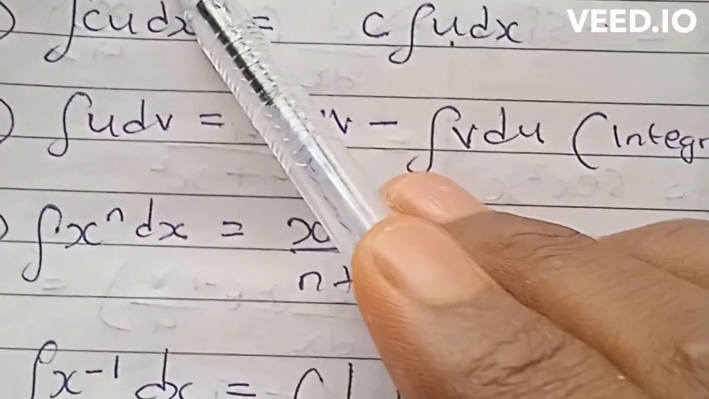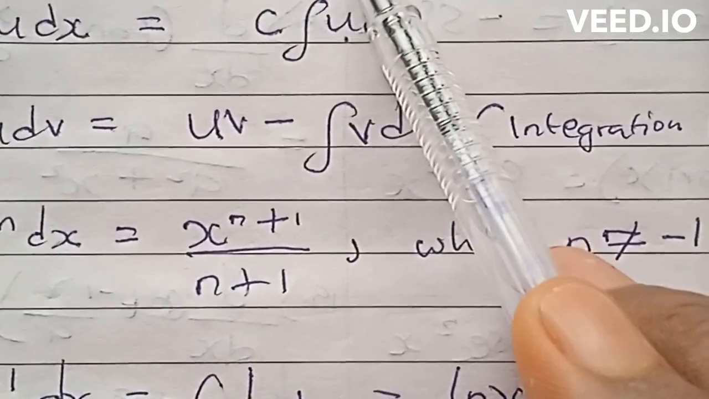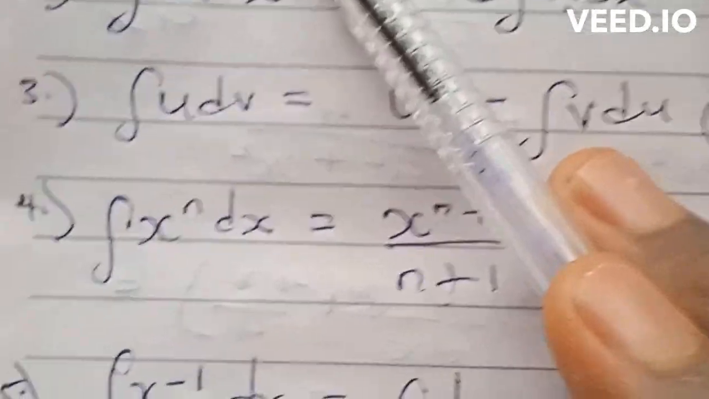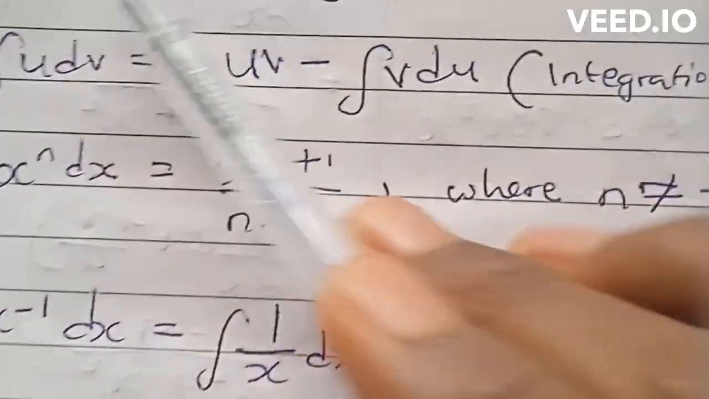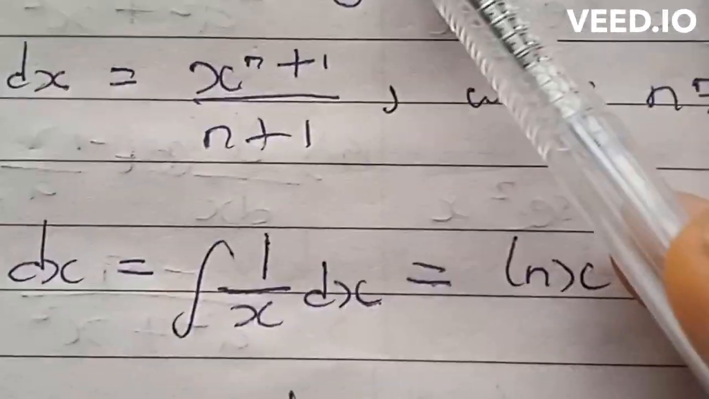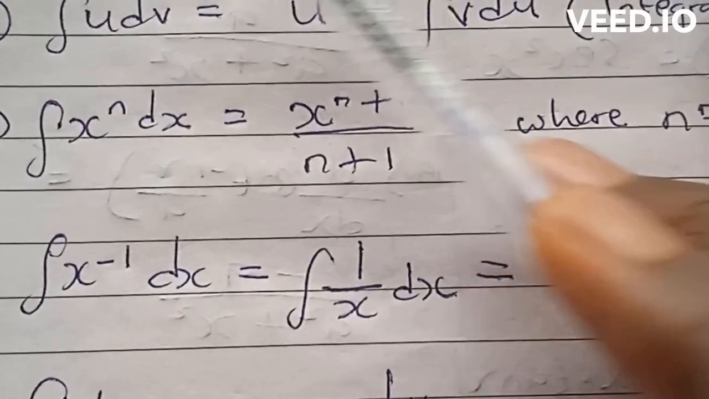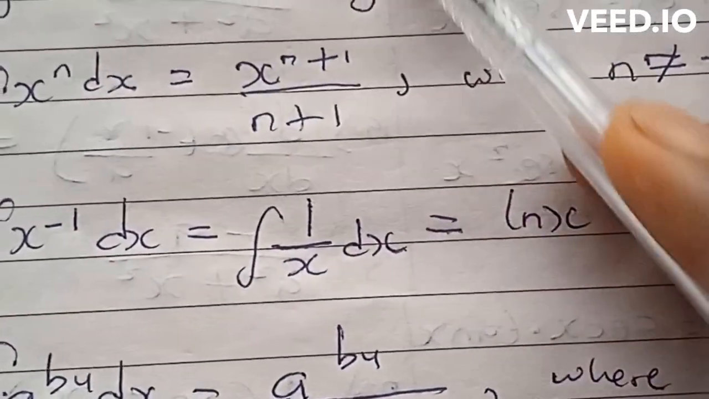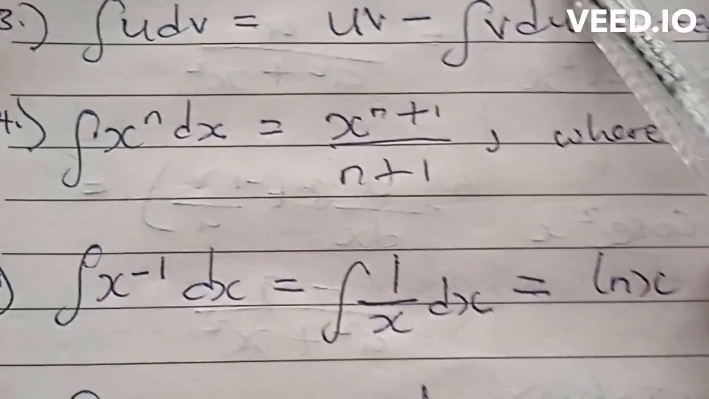If you integrate this, you are going to have the integral of u with respect to x plus or minus the integral of v with respect to x. That is, you integrate them separately. If you integrate cu, you're going to have c times the integral of u with respect to x. C is a constant, so you bring the constant outside, then integrate the coefficient of x, which is u.